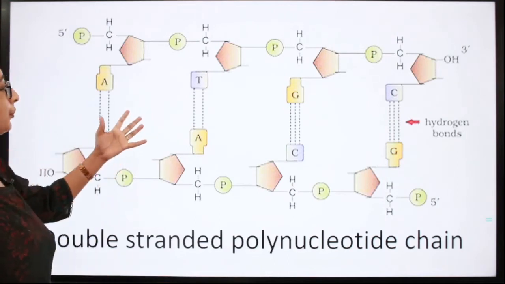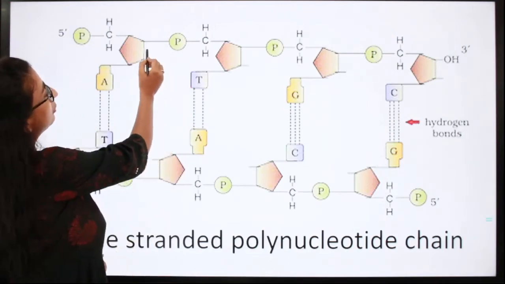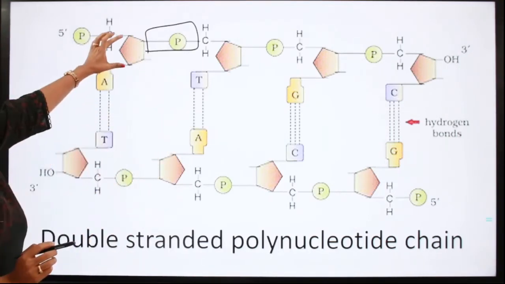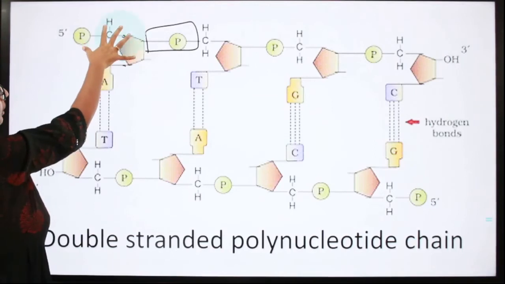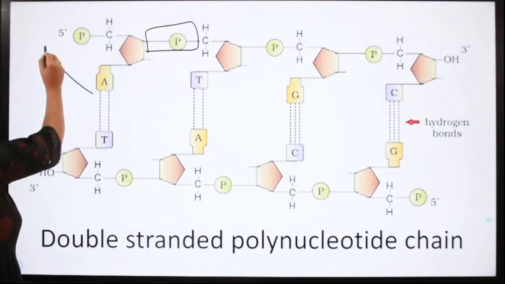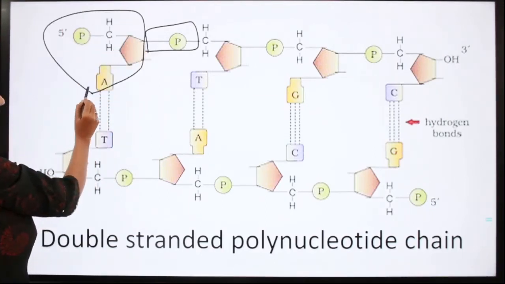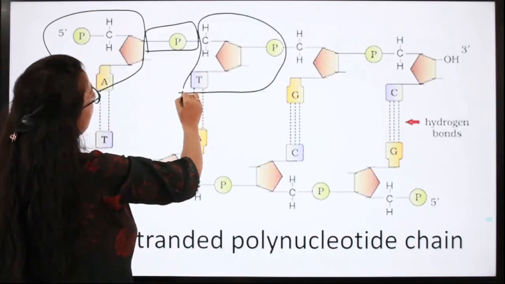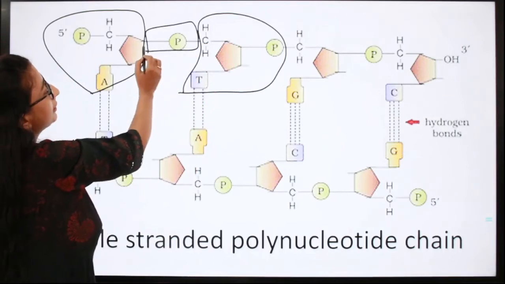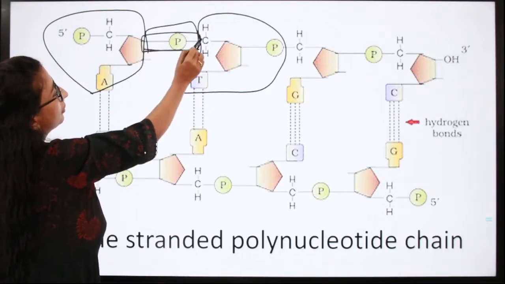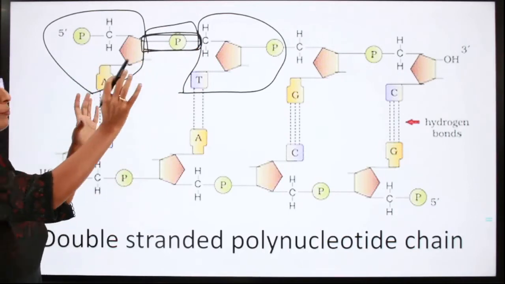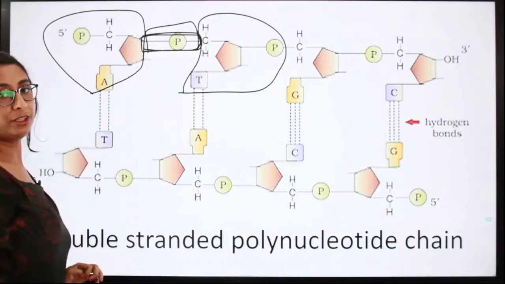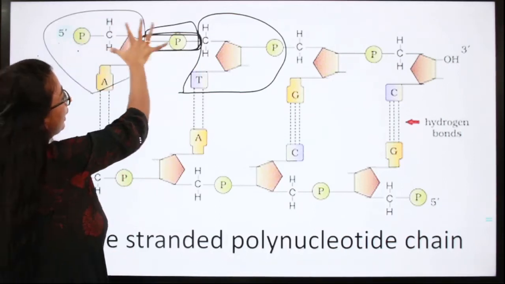So here I can show you. See, this is the phosphodiester bond, isn't it? This is one nucleotide, the nucleotide adenine, and this is the thymine nucleotide. They are both connected by this phosphodiester bond. As I already told you, the phosphodiester bond is the one which connects adjacent nucleotides with a phosphate group. This is the phosphodiester bond.